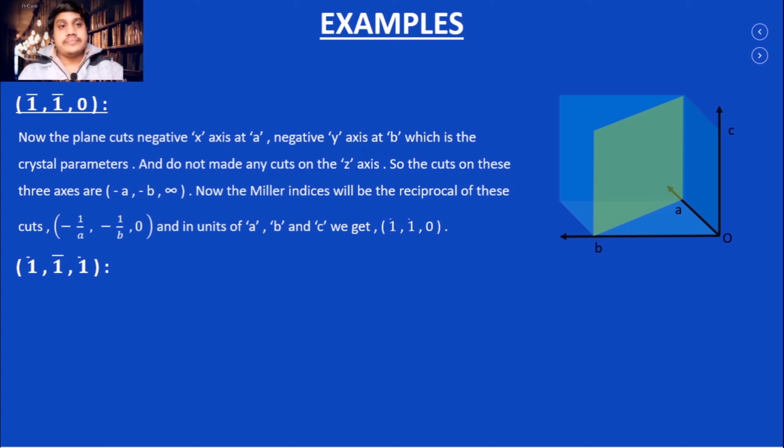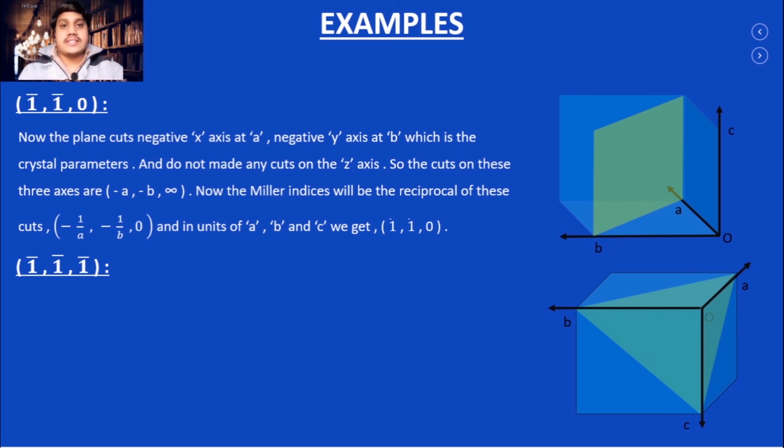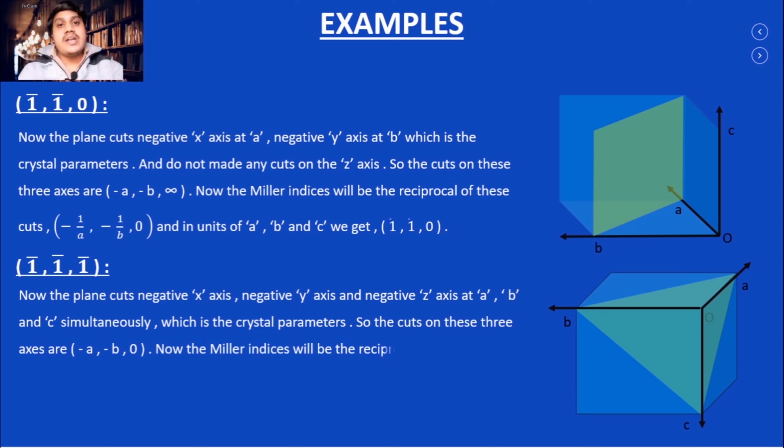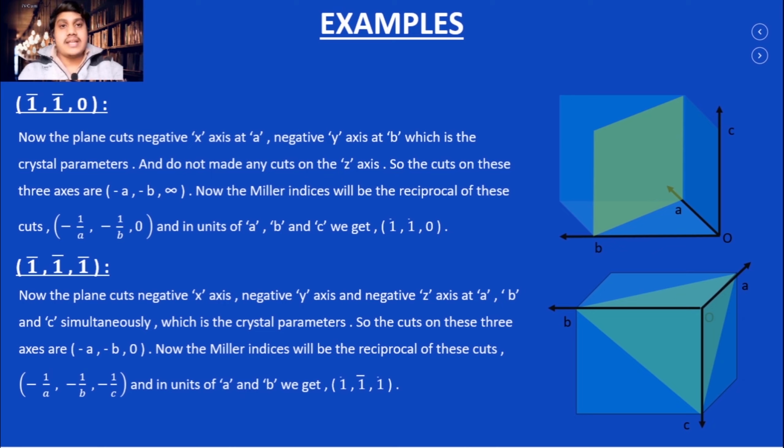And this is the final example. Here the plane has cuts with all the axes but in all negative directions. So the plane has cuts with the x-axis at minus A, the y-axis at minus B, and the z-axis at minus C. So the Miller indices will be 1 by minus A is to 1 by minus B is to 1 by minus C, and this suggests the Miller indices will be 1 bar, 1 bar, and 1 bar.